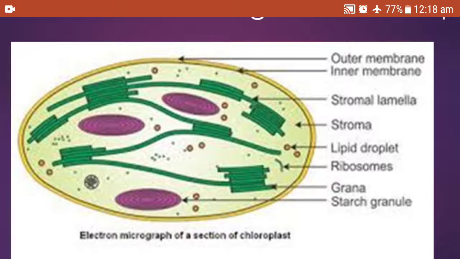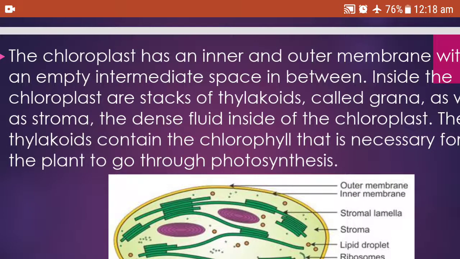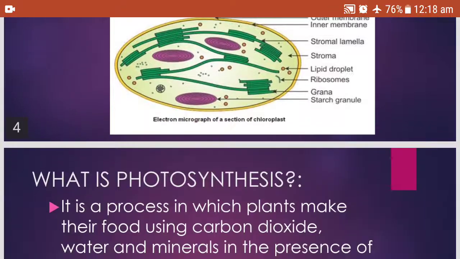Chloroplast plays a very important role in photosynthesis. There are three activities taking place in the chloroplast during the photosynthesis. It's there in the PDF in my notes. So here you have to learn that chloroplast has an inner and outer membrane with an empty intermediate space in between. Inside the chloroplast are stacks of thylakoids called grana as well as stroma. The dense fluid inside of the chloroplast is called stroma. These thylakoids contain the chlorophyll that is necessary for the plant to go through the photosynthesis.